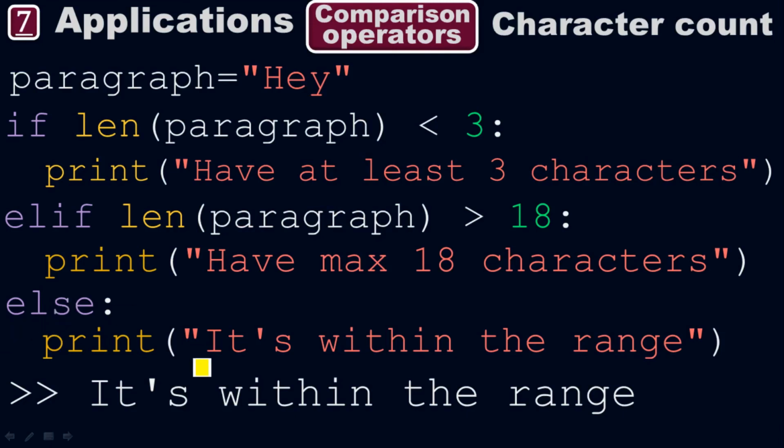In the else, we have it is within the range. So this statement will be written in the final output. This will be the final output. It is within the range. They are just 3 characters. 3 characters, 1, 2, 3. So it is within the range. This will be the final output.